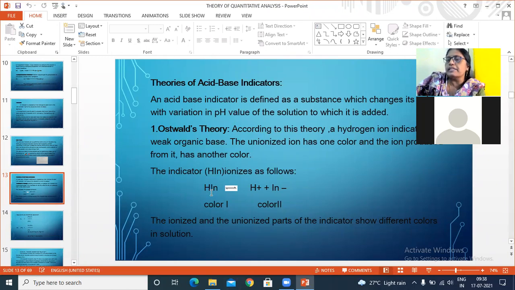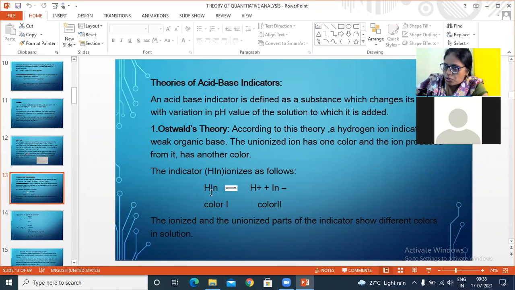How can we get those H plus ions when the indicator undergoes dissociation? The H plus ions liberated from the indicator are ready to react with the OH minus ions present in the base. So the forward reaction is favored. That means dissociation of the indicator takes place.